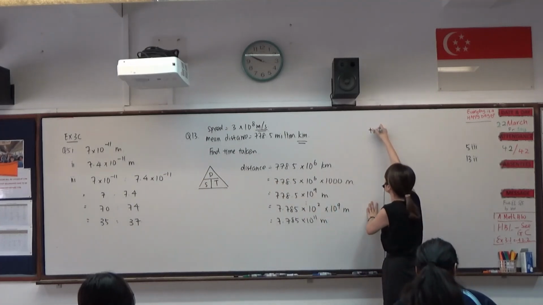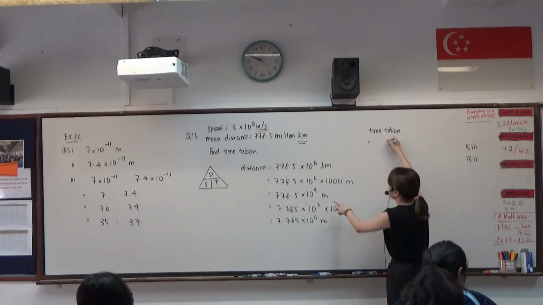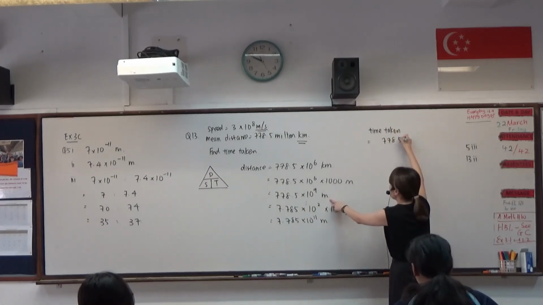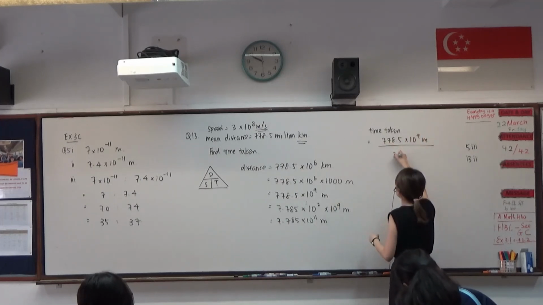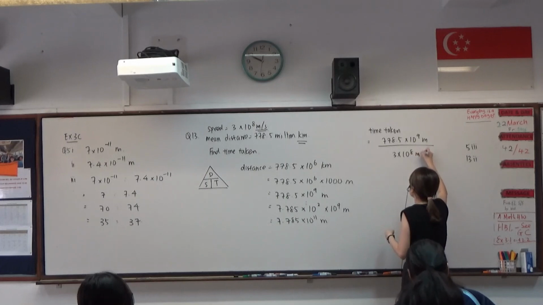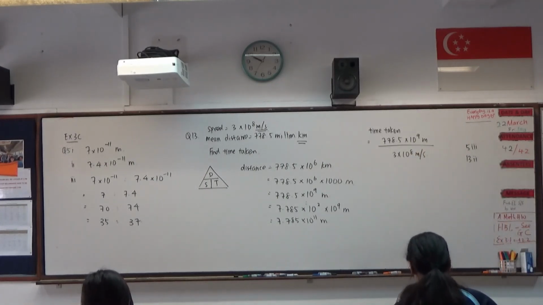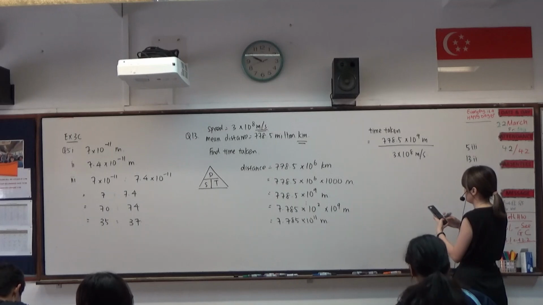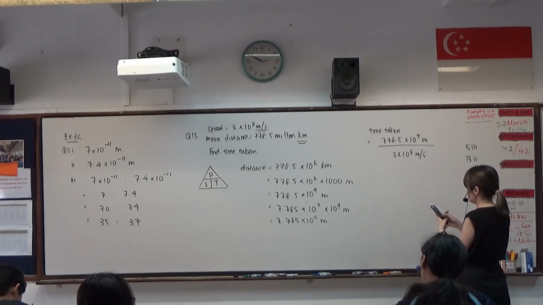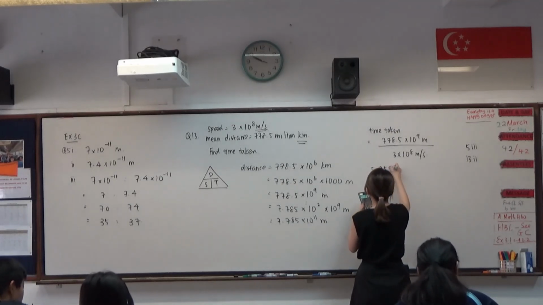Okay, so the time taken would be distance, which is 778.5 times 10 to the power 9 meters, divided by the speed, which is 3 times 10 to the power 8 meters per second. Okay, and that will result in, this one, 778.5 times 10 to the power 9 divided by 3 times 10 to the power 8. That will give us 2595 seconds.